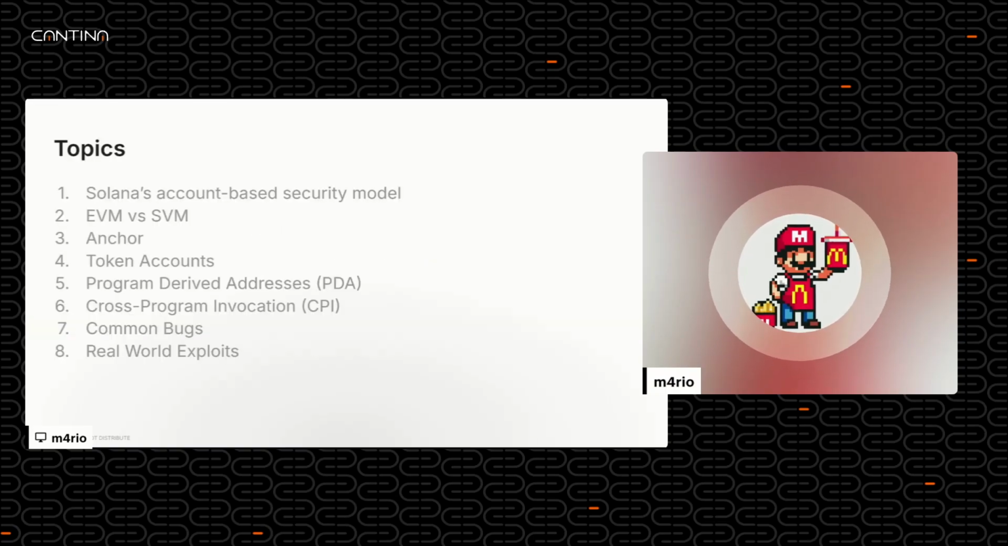These are the topics that I'm going to touch. I want to first start with explaining what Solana means and introducing you to how Solana works. And then we're going to go over the differences between EVM and SVM. Then we're going to talk about Anchor, token accounts, PDA, CPI, and we're going to end up with some common bugs and some real world exploits. I hope this will be useful for you guys.